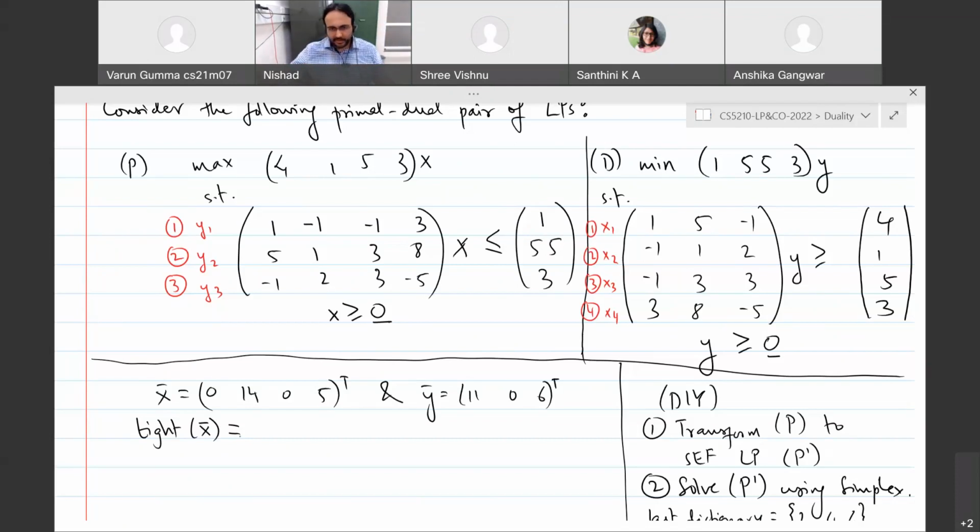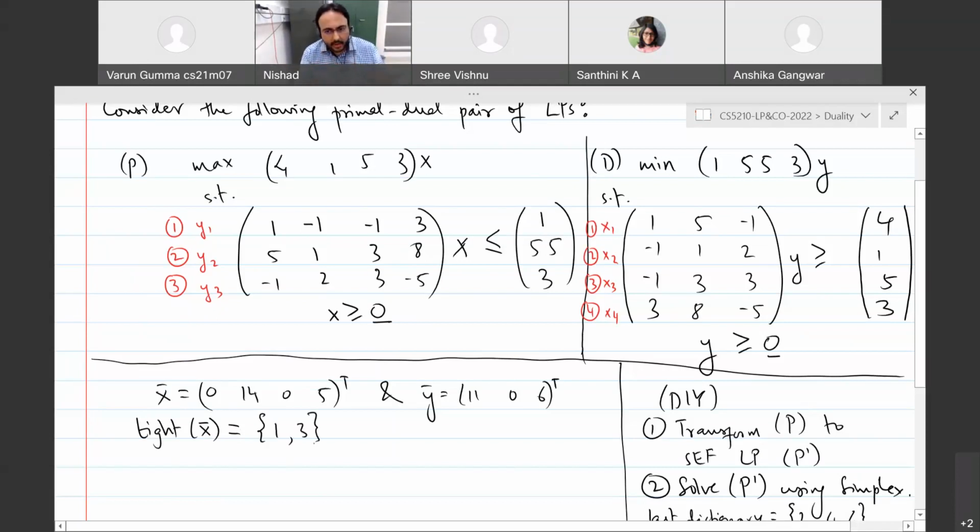I know it's 9 in the morning, but it's just arithmetic. One and three. 1 and 3, right? So notice that constraints 1 and 3 are tight for x bar.